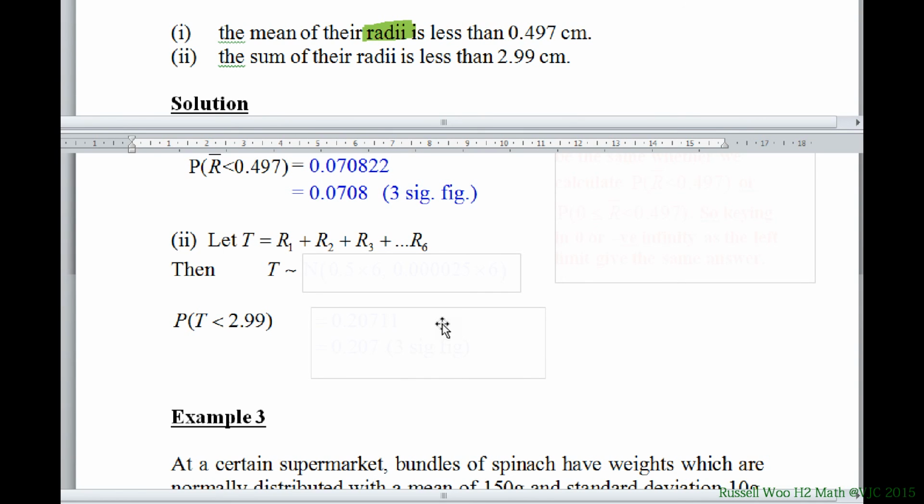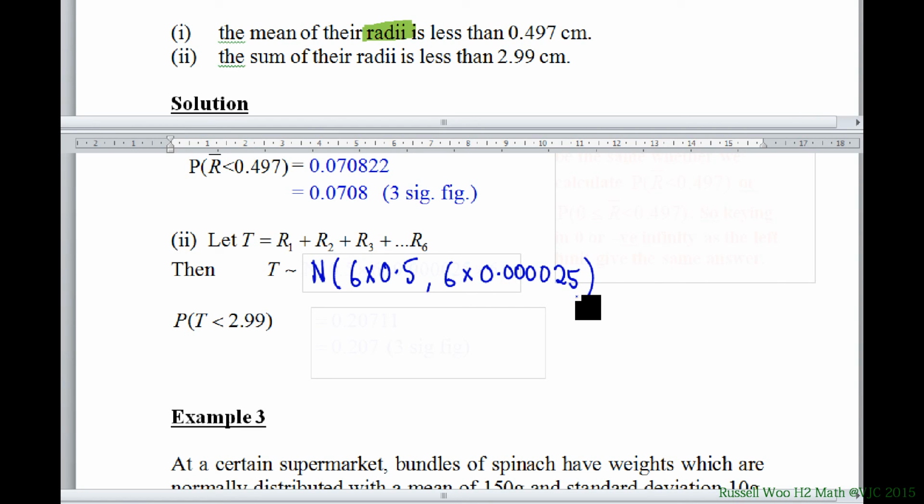And if R follows a normal distribution, T should also follow a normal distribution. What is its mean? It must be 6 times 0.5. Make sense? The mean must be 6 times the mean of R. And what is its variance? Must also be 6 times 0.0000025. Once you know this, you key into a GC and find the probability that it is less than 2.99. Easy. Just like that. Good. I think I'm going faster than what I did just now.